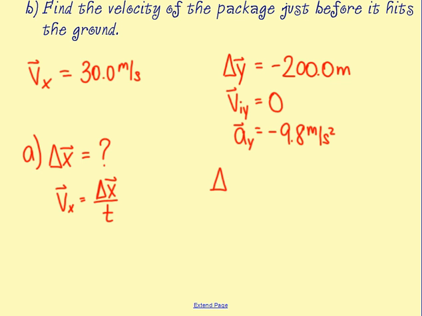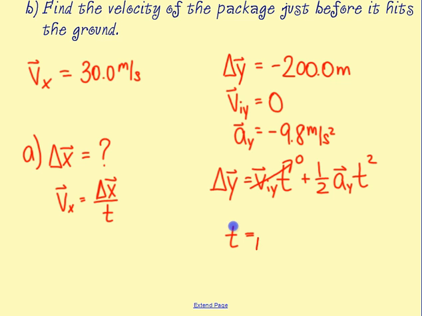Again, we would use the equation delta y equals V_iy t plus 1/2 a_y t squared. And following the steps from the previous video, that means that time is the square root of 2 delta y divided by a_y. Plugging in the numbers from this problem, I get a much bigger time than I did before. 6.4 seconds this time.